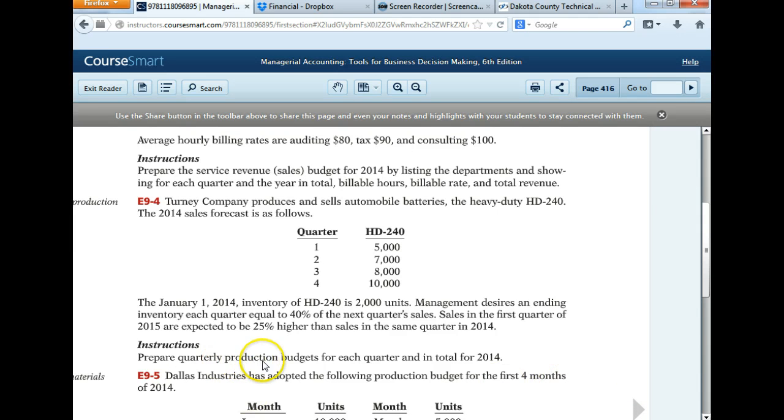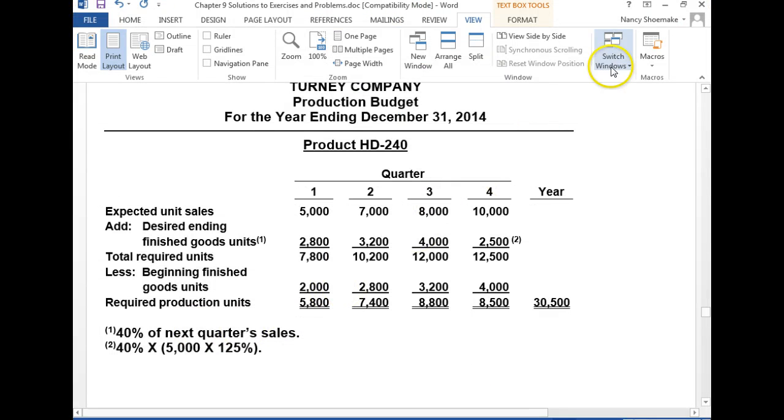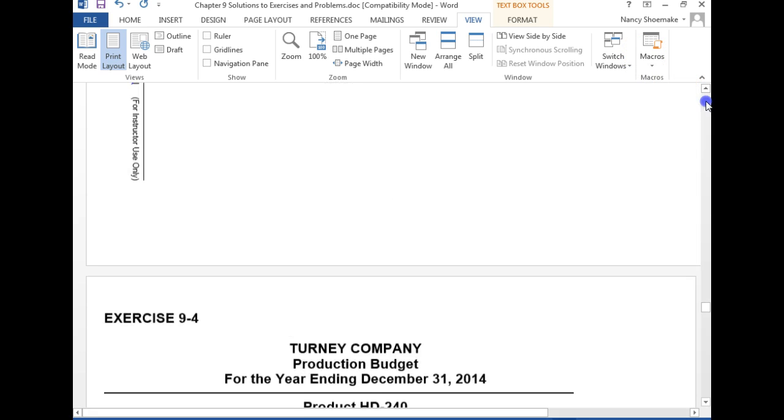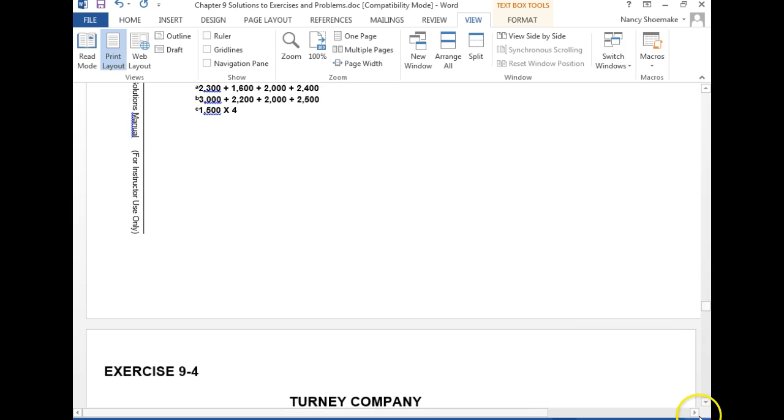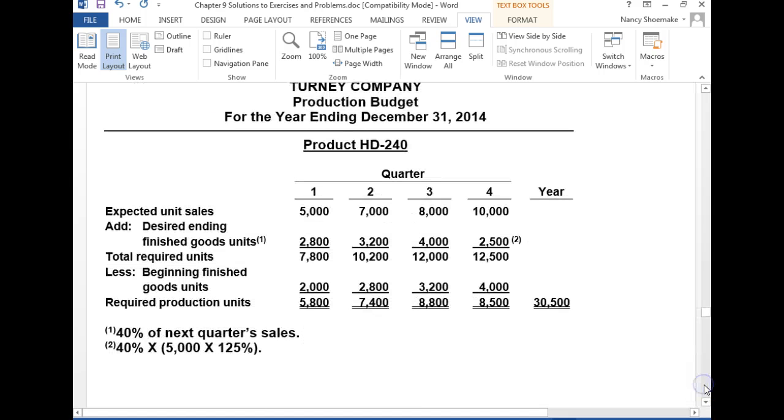Prepare the quarterly production budgets for each quarter and in total for 2014. So we've got our production budgets of 30,500 for the period. Okay?